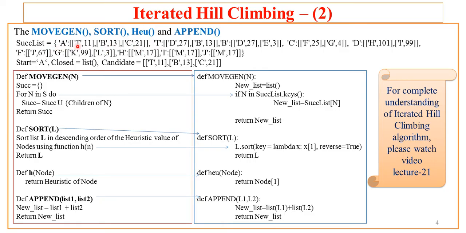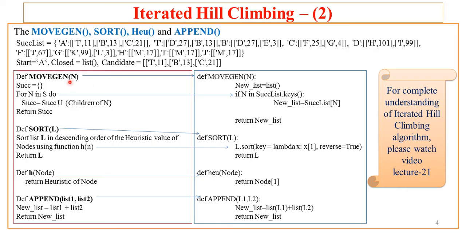So key is the node and the value for that particular key is the list of the successor or child nodes for that particular given node. So this way this list is there. Also we have a start node specified as A, and we also maintain the closed list. We'll see the significance of this global closed list in the subsequent discussion.